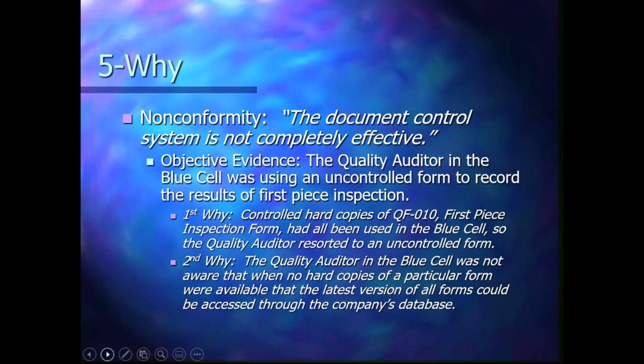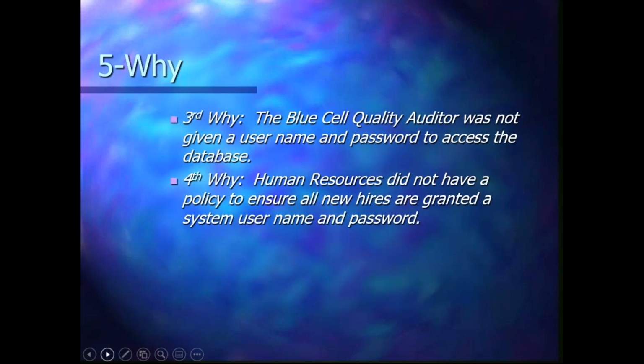The quality auditor in the blue cell was not aware that when no hard copies of a particular form were available, the latest version of the form could be printed from the company's database. Well, why didn't they do that? The quality auditor was not given a username and password to access the database. Well, why not? HR didn't have a policy to ensure that all new hires are granted a system username and password.